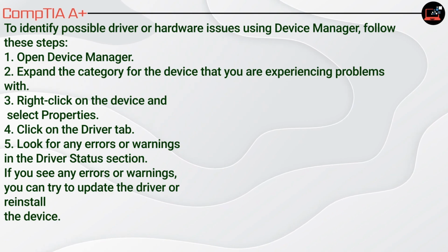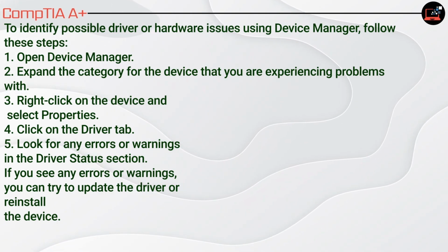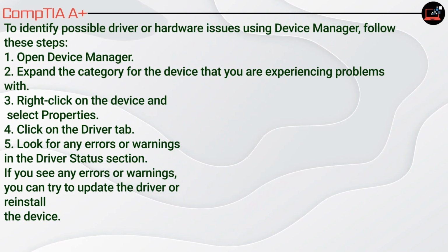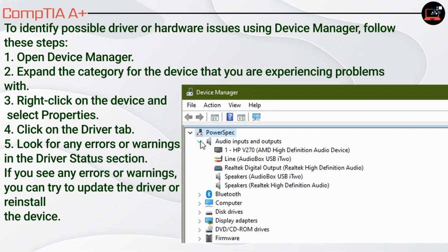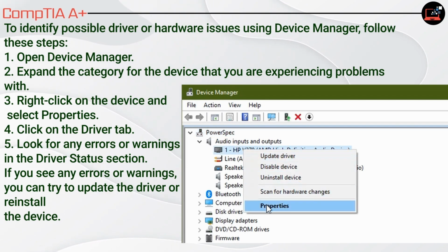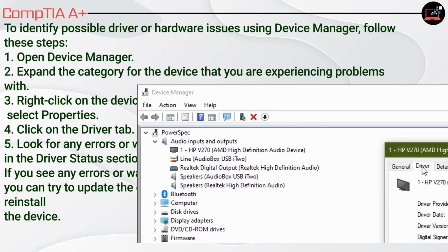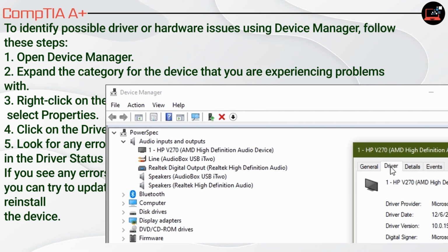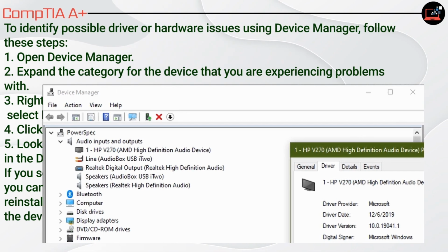To identify possible driver or hardware issues using Device Manager, follow these steps. 1. Open Device Manager. 2. Expand the category for the device that you are experiencing problems with. 3. Right-click on the device and select Properties. 4. Click on the Driver tab. 5. Look for any errors or warnings in the driver status section. If you see any errors or warnings, you can try to update the driver or reinstall the device.